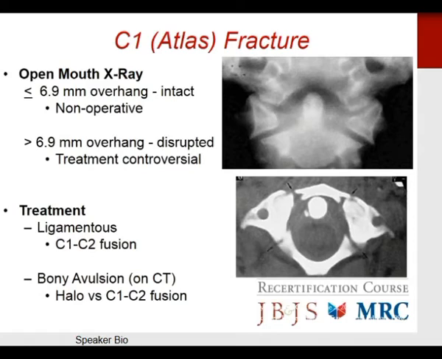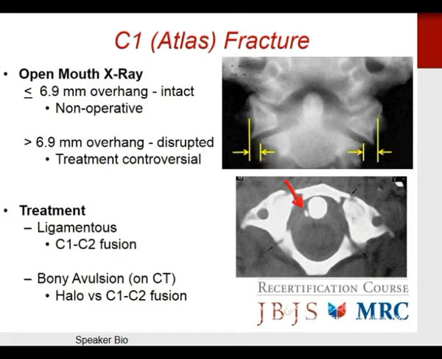Another radiographic view is the open mouth. In this view, you want to add up the sum of the lateral mass overhang between the ring of C1 and the body of C2. If the sum of those two distances is less than 7 millimeters, it is suggested that the transverse ligament is intact. If it's greater than 7 millimeters, it is disrupted, and if it's ligamentous, then it's typically a fusion.